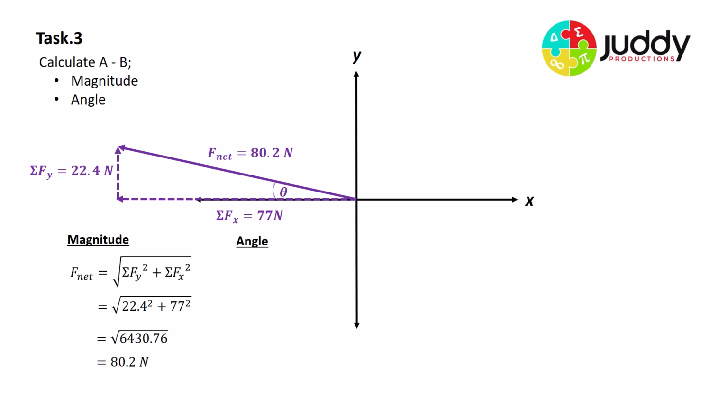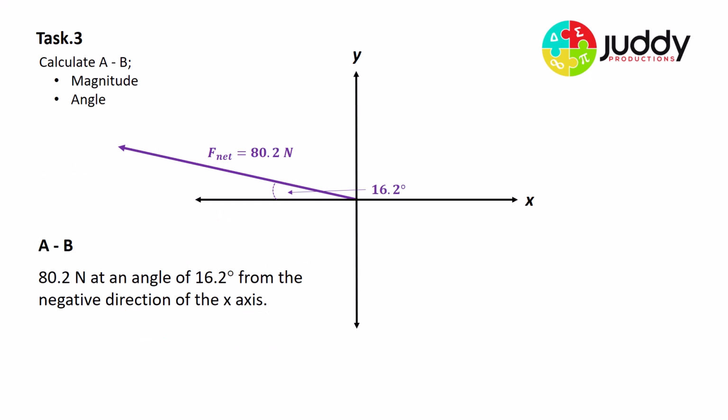And finally, the angle. The angle is identified here between the x-axis and the net force. We're using the tan function because our original values were an opposite side length and an adjacent side length. We substitute those in, we take the inverse of the tan, and we find the angle is 16.2 degrees. So our final result when we subtract force vector B from force vector A is a net force of 80.2 newtons at an angle of 16.2 degrees from the negative direction of the x-axis.